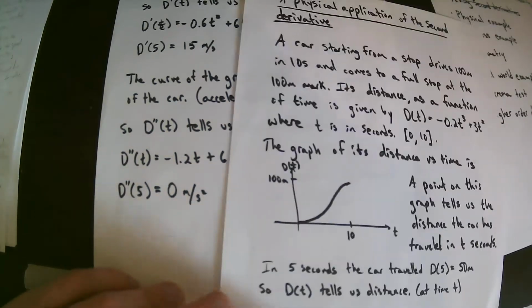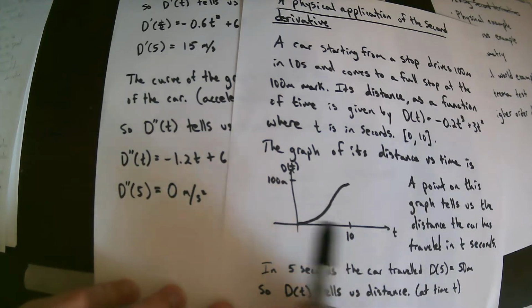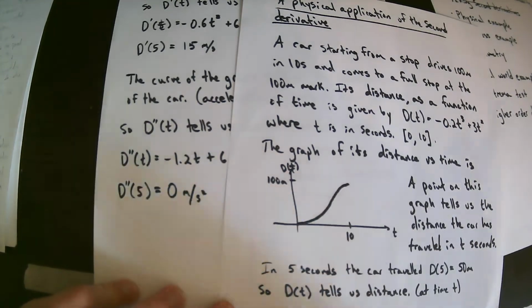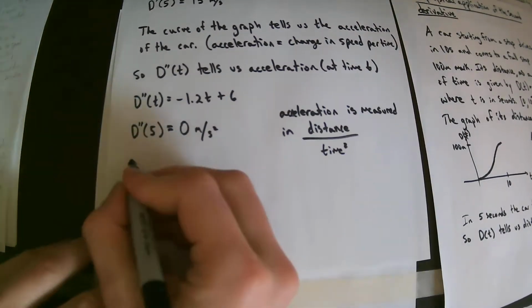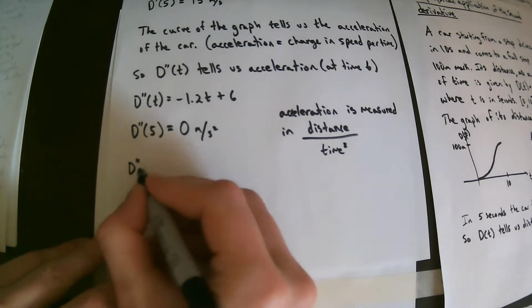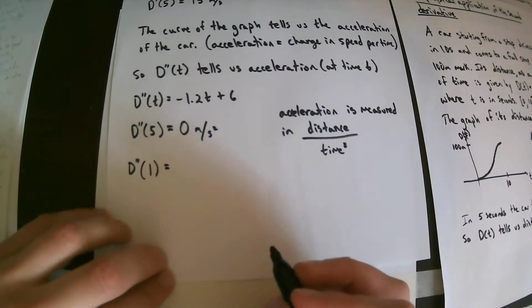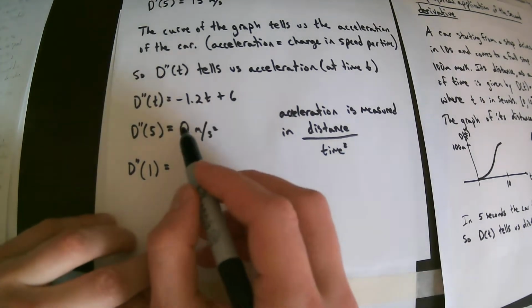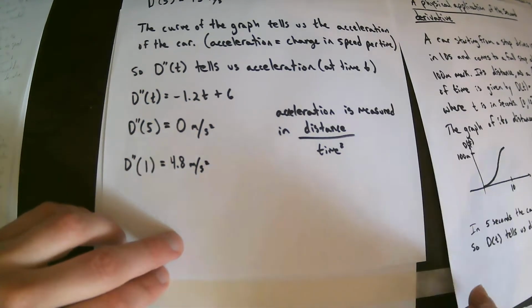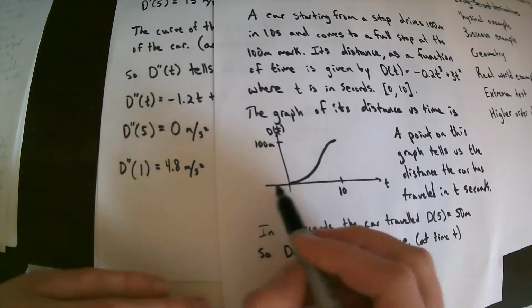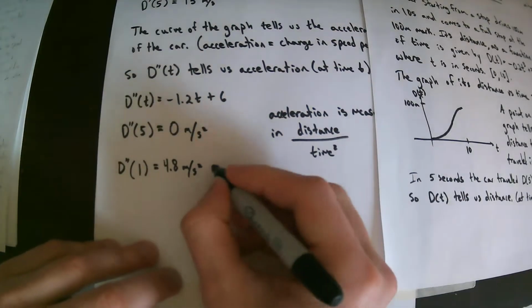So maybe it would be more interesting to look at this position here, or somewhere earlier in the graph, maybe at 1 second, and then maybe at 9 seconds or 8 seconds. Let's see, let's do that, and let's interpret them. So let's do d double prime, or second derivative, at 1 second, that would be 4.8 meters per second squared. So we can see at 1 second, when the car is really starting to get going, it's accelerating. It has positive acceleration, meaning it's speeding up. So this is speeding up.